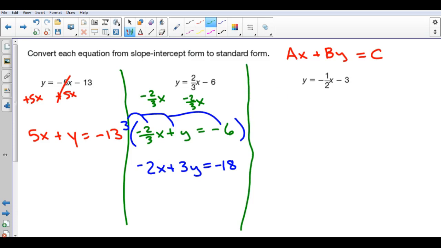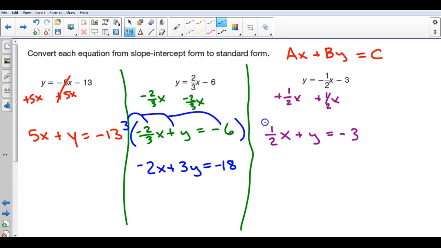So then we'll move on to the last example. What you want to do first here, since I have a negative 1/2 x, is you want to add the 1/2 x to both sides. So I end up with 1/2 x plus y equals negative 3. Don't forget the negative. And again, we have a fraction. I don't like the fraction, so let's get rid of it.